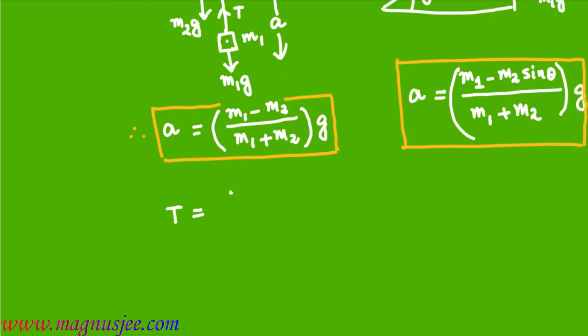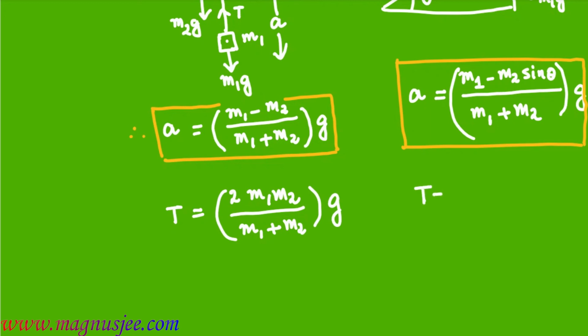Here, what is the expression of tension? 2 M1 M2 divided by M1 plus M2, twice the product of their masses divided by sum of their masses, into G. Right hand side, the formula of tension is what? 1 plus sin theta, bracket closed, into M1 M2 into G divided by M1 plus M2.